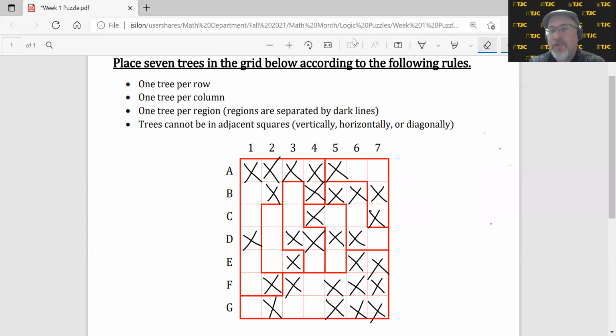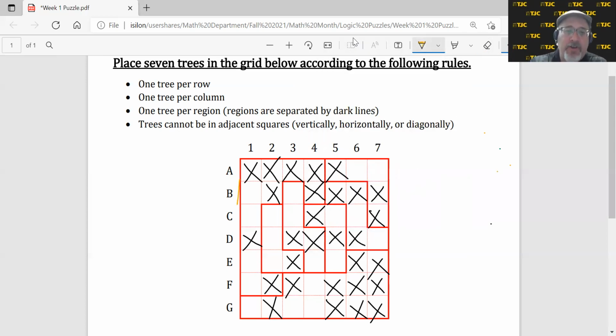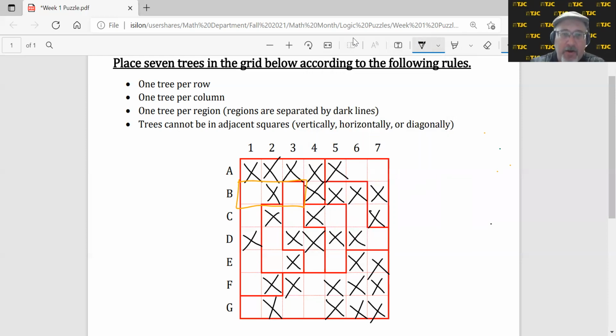And notice I still haven't placed a single tree, but bit by bit, I'm eliminating possibilities. And the minute we can drop one tree, it's probably going to set off a chain reaction, and we'll find all of them. Look at row B. Row B only has two locations for a tree, which means I cannot have a tree in C2, because if I had a tree in C2 right there, then it would eliminate those two as possible locations for trees, meaning that row B could not have a tree.